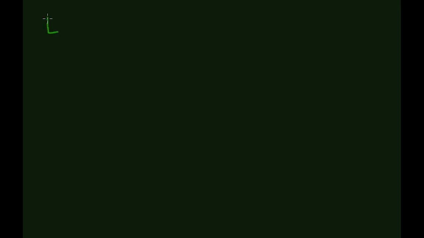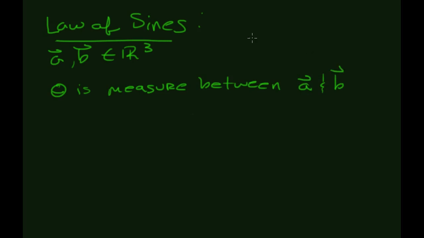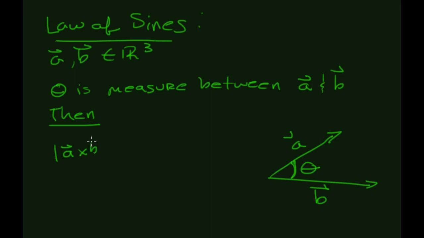Okay, so this also brings us to something that's going to be called the law of sines, which we will read as: if A, B are in R3, and if theta is the measure between A and B, so again, I have the situation where I have the A vector and the B vector with a common initial point, and this is going to be theta. Then there's a relationship between the cross product and this: the magnitude of A cross B is equal to the magnitude of A times the magnitude of B times sine theta.